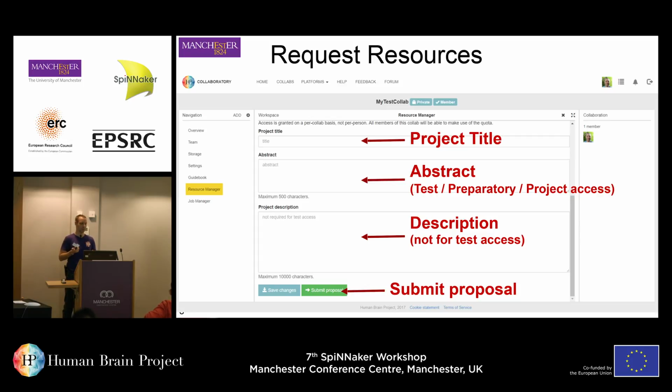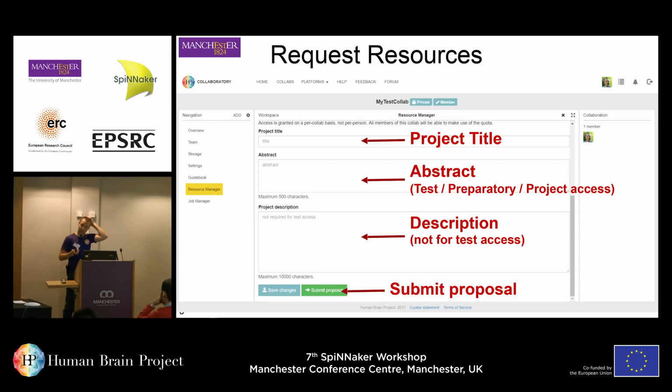There are different levels of access to the system. There's test access, preparatory access, and project access. Basically, test access is, I just want to try out the system. So you get something like 5,000 core hours on SpiNNaker, I think, for test access. Preparatory access is, I've got this thing I want to try out for a bit of a bigger project, so I want a bit more time on the system to run slightly larger networks. Then project access is, I'm going to be running some big networks. I'm going to need a lot of time on the system.